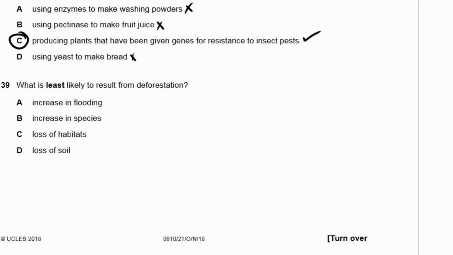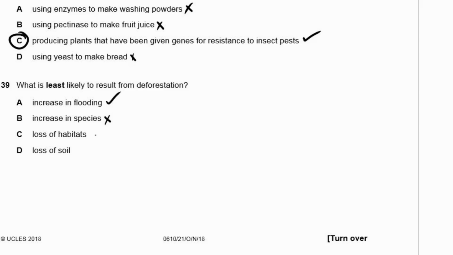Question 39. What is least likely to result from deforestation? Is it an increase in flooding? Nope, increase in flooding is very likely to happen from deforestation. Is it an increase in species? Yeah, you're not likely to get very many new species by cutting down the trees, which are one or more species, and the habitats of many other species.